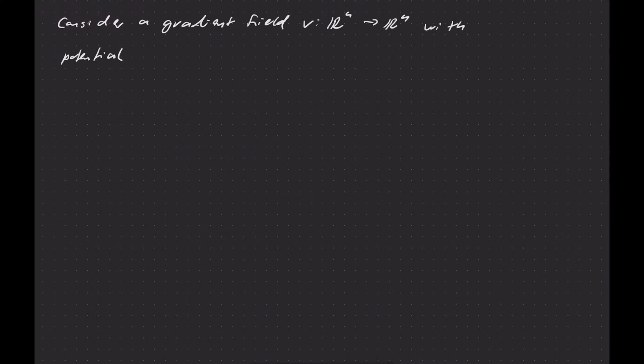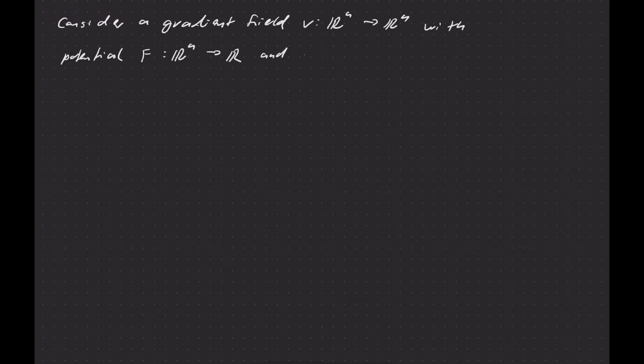So consider a gradient field V, and let's say that maps from Rn to Rn with a potential, and that will be denoted by capital F. So capital F is a mapping from Rn to the real numbers R.